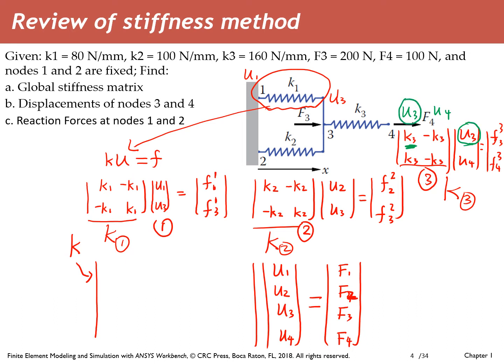And here, if we also label the global matrix as U1, U2, U3, U4, this K3 will be put at U3, U3, which is the location here, U3 and U3. That will be K3.